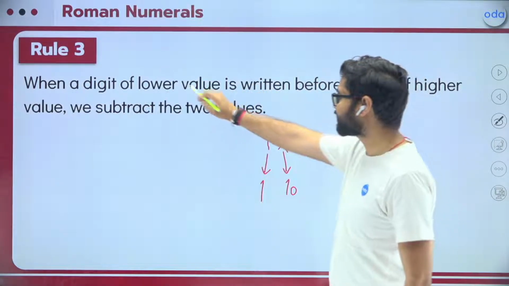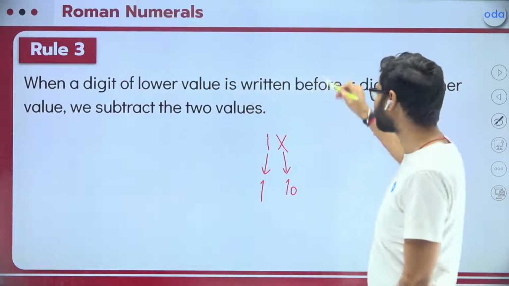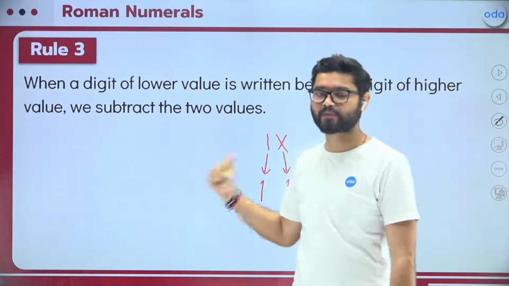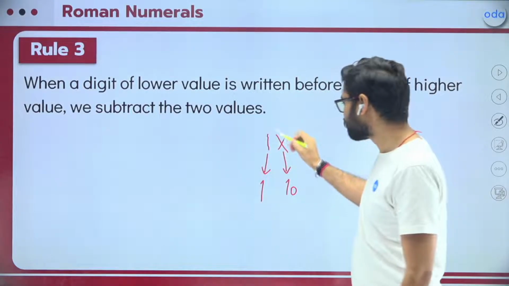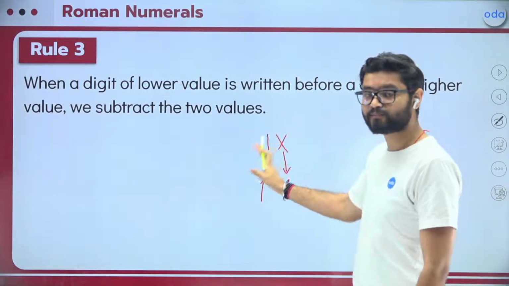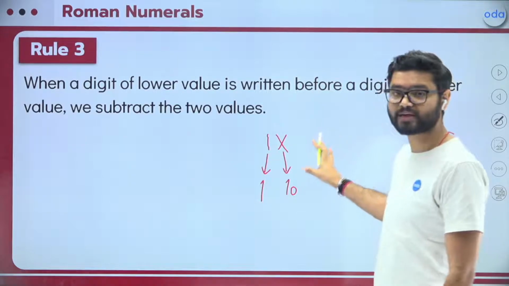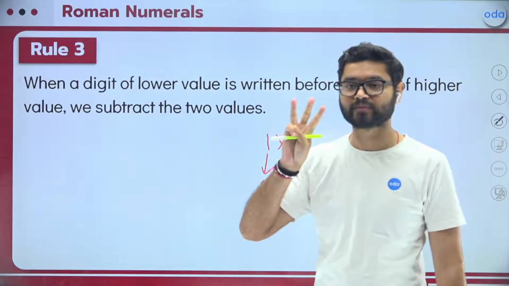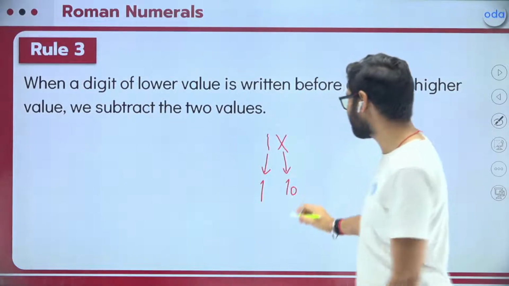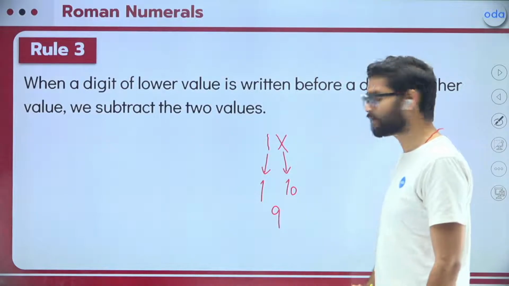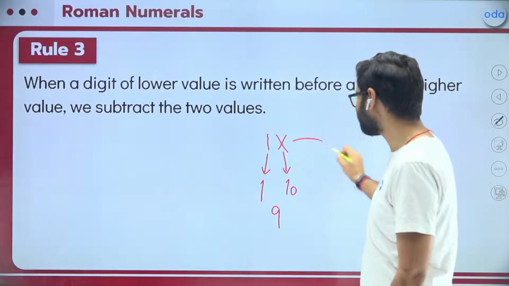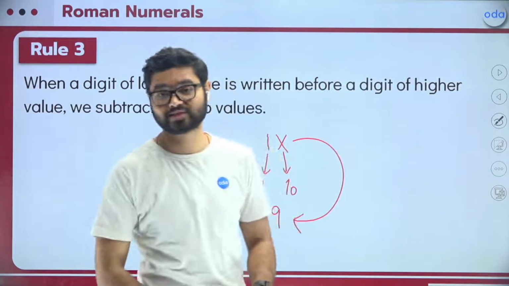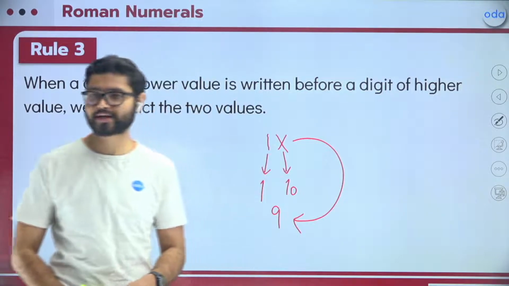Now we need to see which side the lower number is on. Rule number 3 says that if a digit of lower value is written before a digit of higher value, and that is exactly what is happening over here, a digit whose value is lower is written before the digit whose value is bigger. In this scenario, we will be applying rule number 3. We will simply subtract the values. 10 minus 1 will be 9, and that is why IX is written for 9. This we have learned in the previous session. I hope you have got a quick recap.